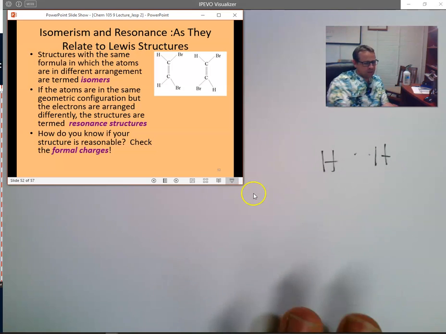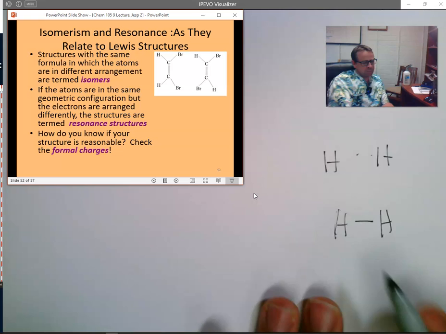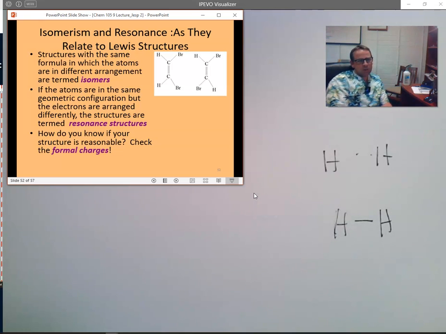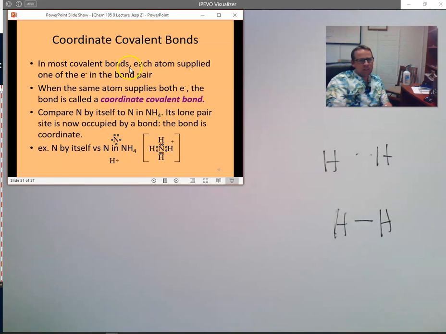Okay, hydrogen, hydrogen coming together. In the end, we have a hydrogen-hydrogen bond between those two. Well, sometimes it happens that there's such a thing as what's called a coordinate covalent bond, which means that one element brings all the electrons to form the bond.